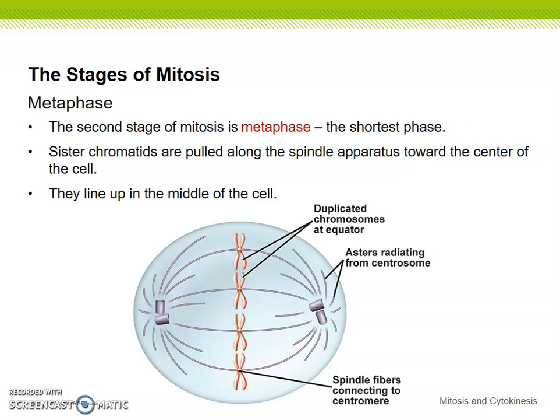Metaphase is the second stage of mitosis, and it's the shortest phase. This is when the chromosomes, the sister chromatids, are lined up directly in the middle of the cell. The spindle apparatus will pull and tug and maneuver until those chromosomes are exactly in the middle of the cell. That is sometimes known as the metaphase plate or the equatorial plate or the equator. Really it just means that the chromosomes are lined up smack dab in the middle.